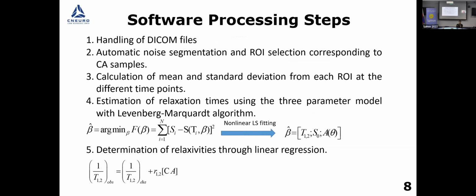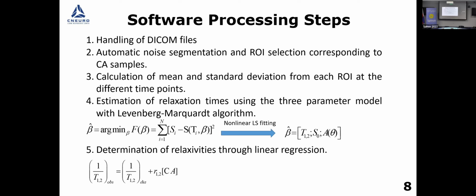So this is the tool we have developed. It has several steps in order to measure the relaxivity. First, you handle its input with DICOM files. Once you get your DICOM file, you can choose to perform automatic noise segmentation and ROI selection, or you can do it manually if you want. We calculate the mean and standard deviation from each ROI for the different time points, meaning the echo time, repetition time, or inversion times. And we estimate the relaxation time using a 3-parameter model with the equation we previously saw, using the Levenberg-Marquardt algorithm, which is a very robust algorithm for nonlinear least squares curve fitting.